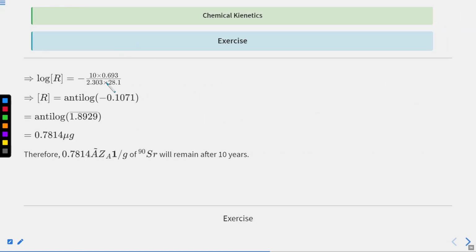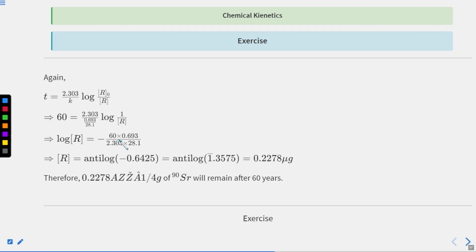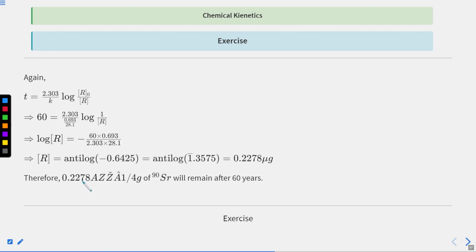So we have done the same thing. We have taken it as this much. Okay, so it is 0.7814. So if you calculate it, you will get 0.784 mu grams. And after 60 years, it is 0.278 mu grams.